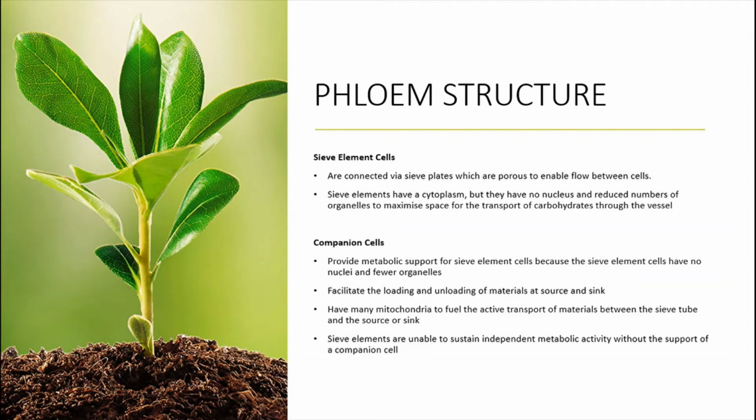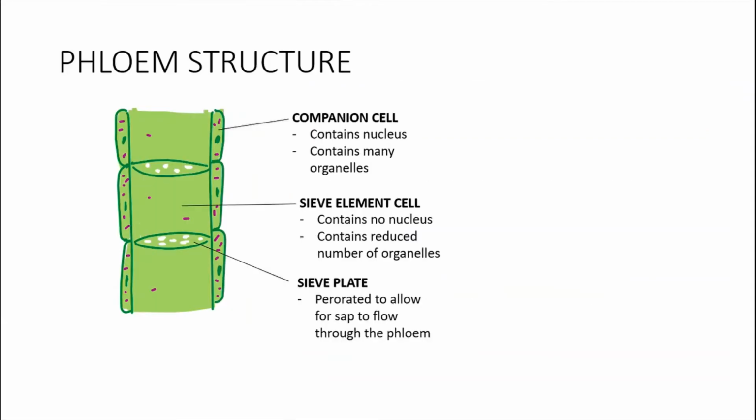Sieve element cells are unable to sustain independent metabolic activity, and so that's why we need companion cells. So that's the main thing to take away. We have our sieve element cells, which are the main column in which transportation takes place, but they are unable to sustain independent metabolic activities, and so that's why we also have these companion cells.